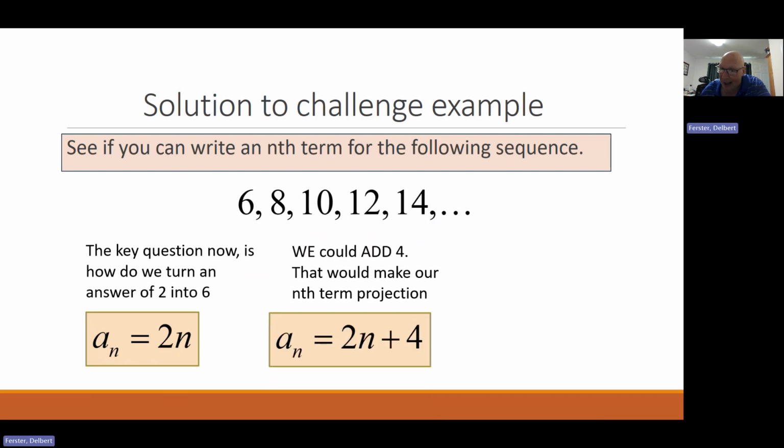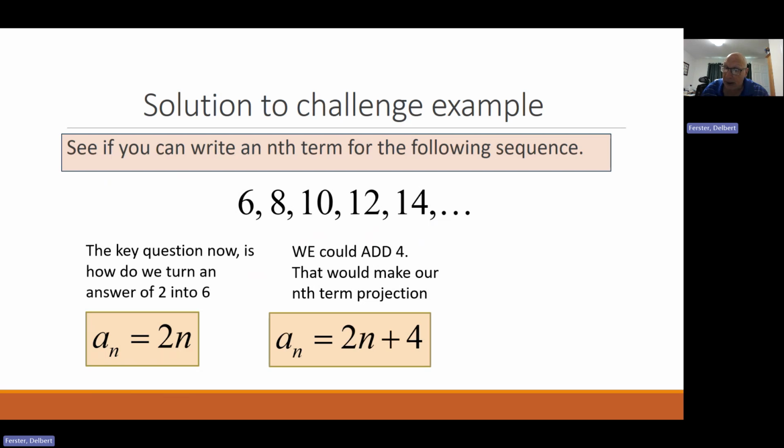You guessed it, we're going to try adding 4. So now our potential nth term has been modified. It's no longer just 2n, it's now 2n plus 4. And the challenge again is, will this work? Can we put 1 in and get 6? Well, shoot, we kind of already know that.